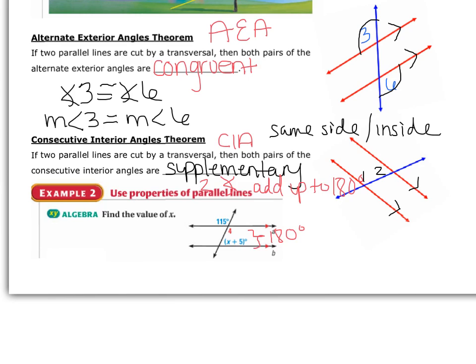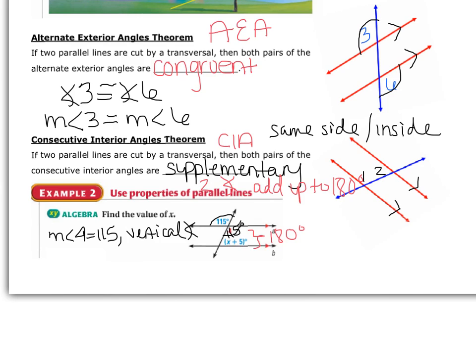So if I could find the measure of angle 4, I could set myself up an equation to find x. We can find the measure of angle 4 because of right here. If this is 115, then this one is 115. So the measure of angle 4 is 115 because, again, of the vertical angles. They're not going away. Never, never. So now this is 115.